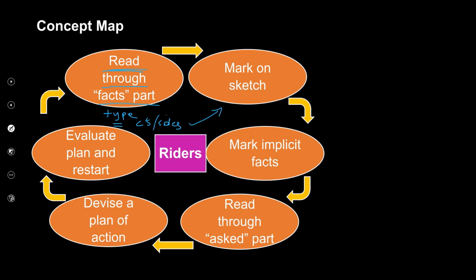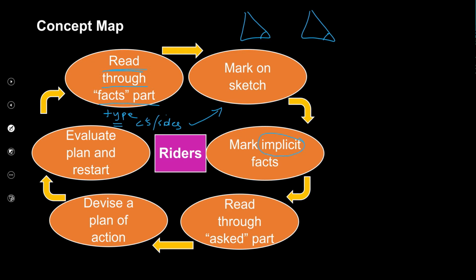And then turn those facts into part of the sketch that we have, right? So if they said in this triangle and in that triangle there are two equal angles, you will then do this and say that and that are equal, right? You are told. And then you go to the implicit facts.